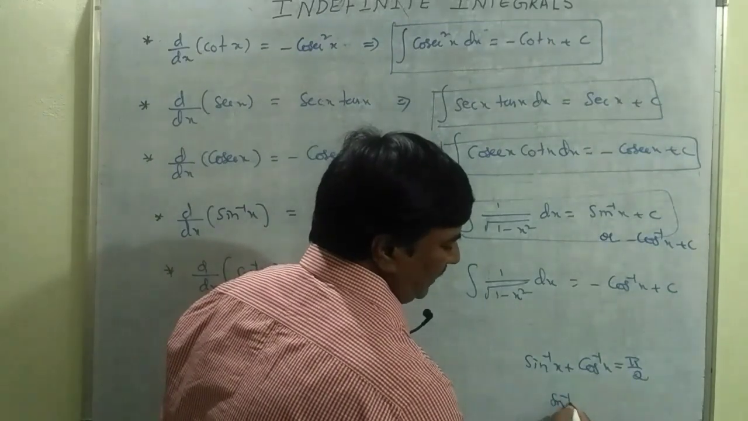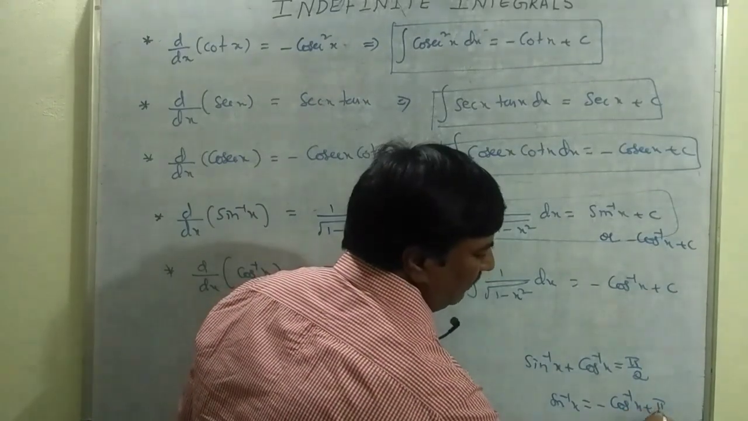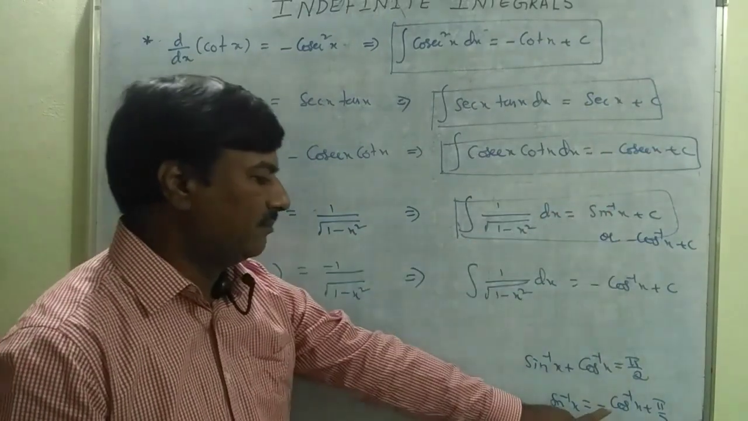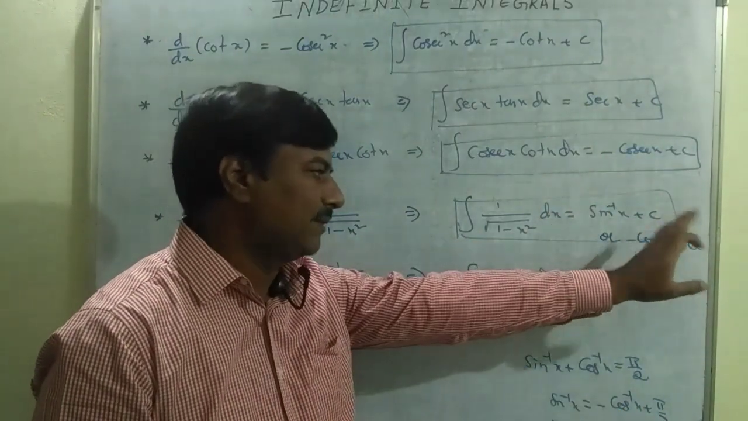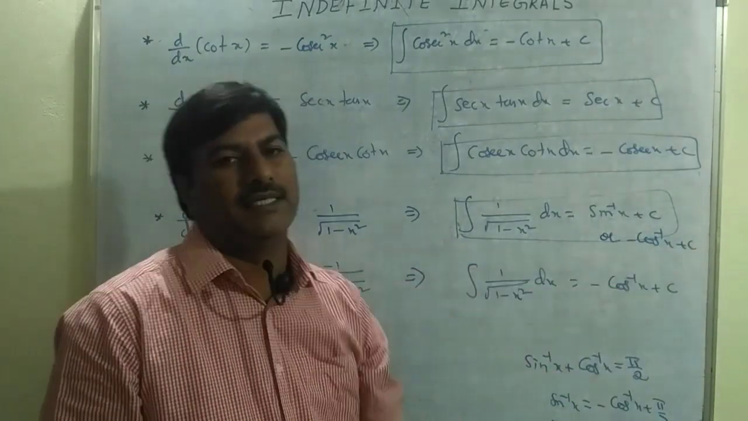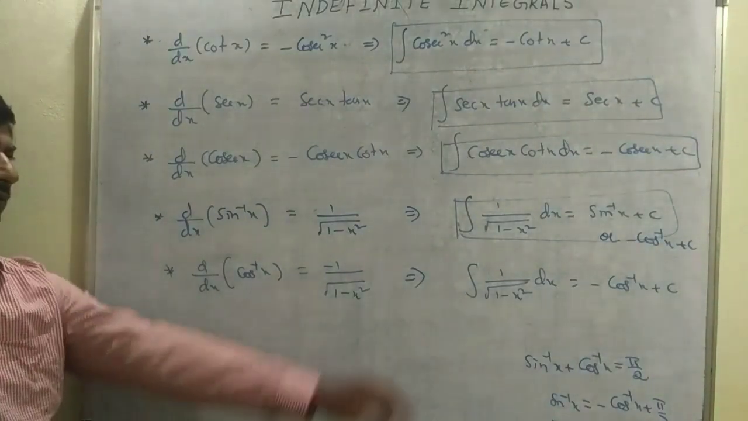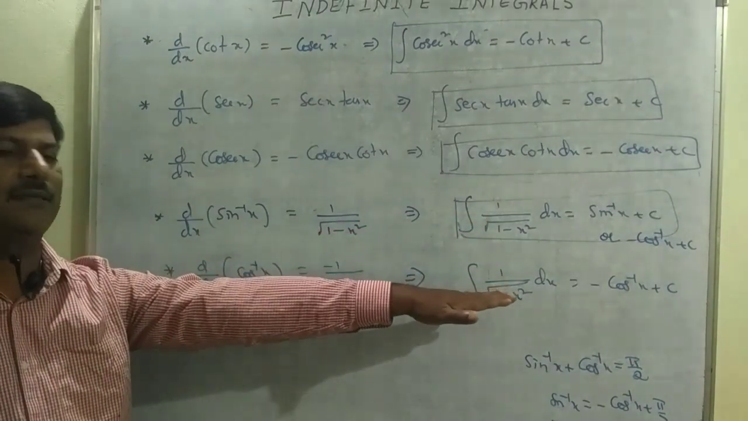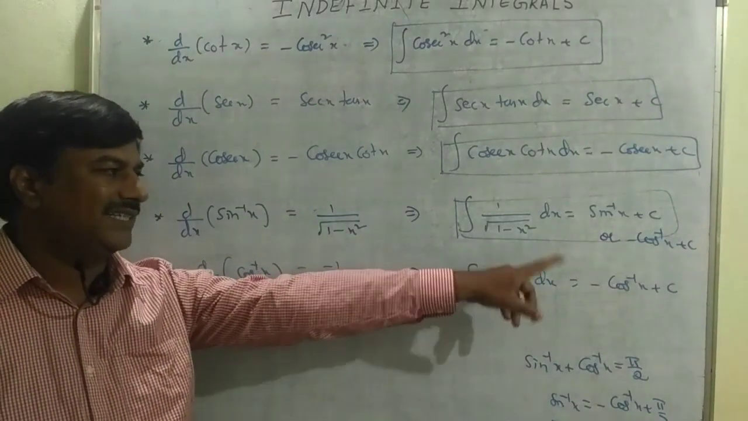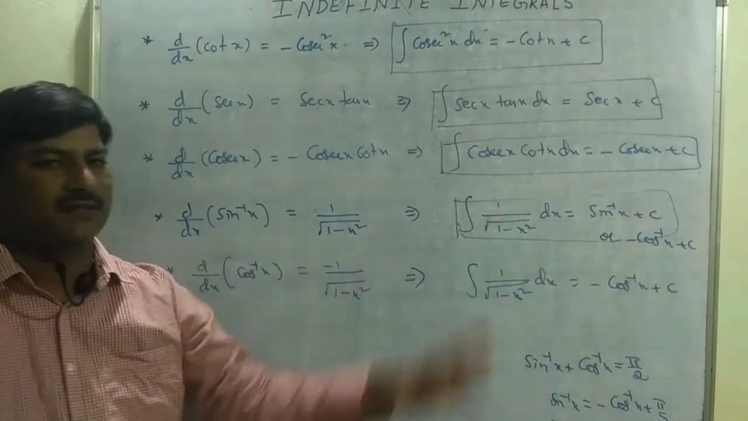That means we'll get sine inverse of x is equal to minus cos inverse of x plus pi by 2. Just replace sine inverse x with minus cos inverse x plus pi by 2, plus c, where the pi by 2 merges into the integral constant. So wherever we get sine inverse x, we can replace it by minus cos inverse of x. Depending on the option, the answer or answers, we can choose this function.